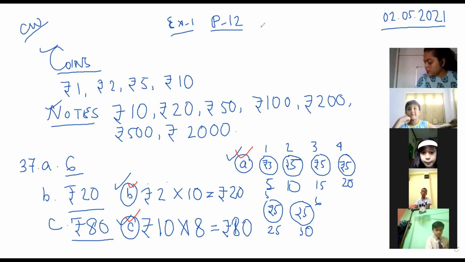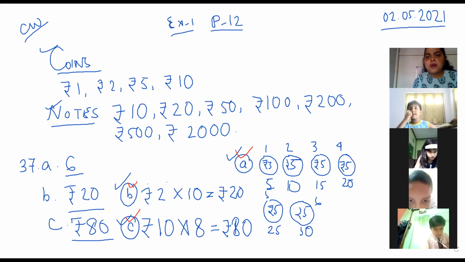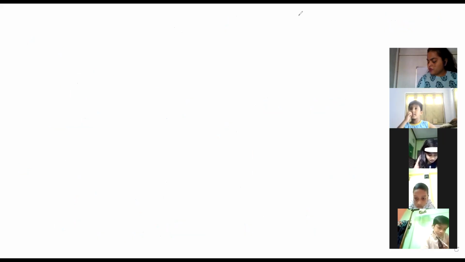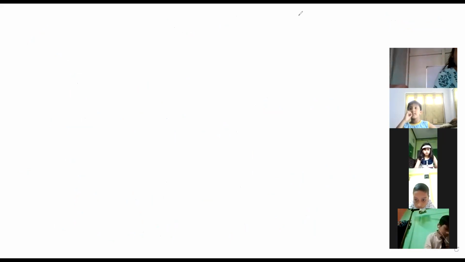Okay, I hope that sum 37 parts A, B, C, all of you have done. I am rubbing the board. So we will proceed to sum 38. We will go to sum 38. Sum 38 is given what?